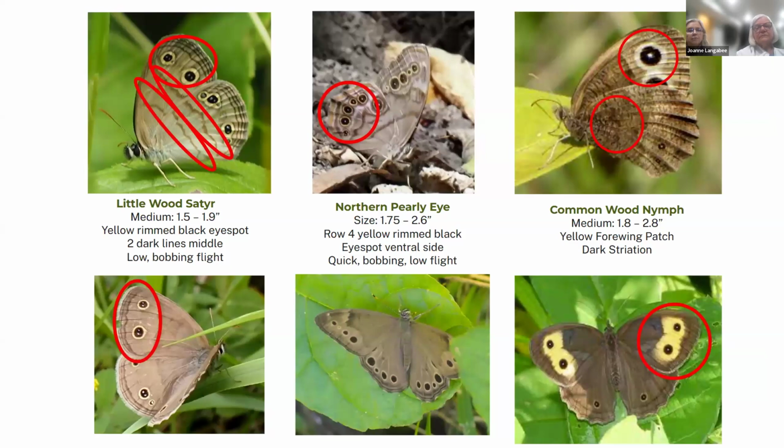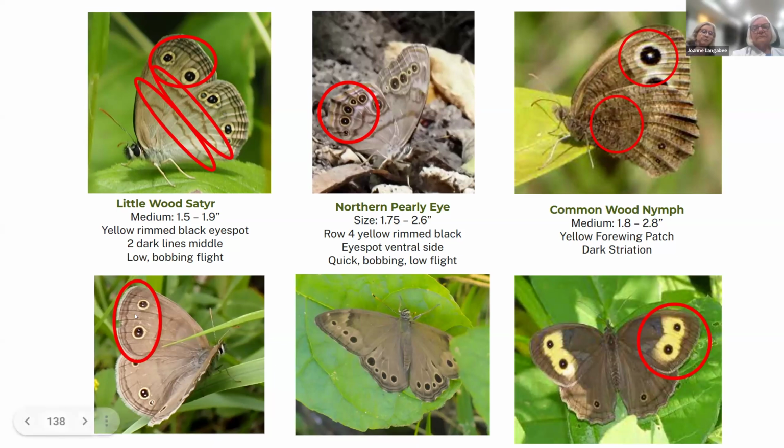To compare them, the Littlewood satyr has four total eye spots, and then if you jump to the northern pearly eye, it has a lot more, and they're closer together. And then last, the common wood nymph has the eye spots. It can be covered up by the hind wing, and it has two very prominent ones on the forewings that are in patches of yellow when you see the butterfly open.